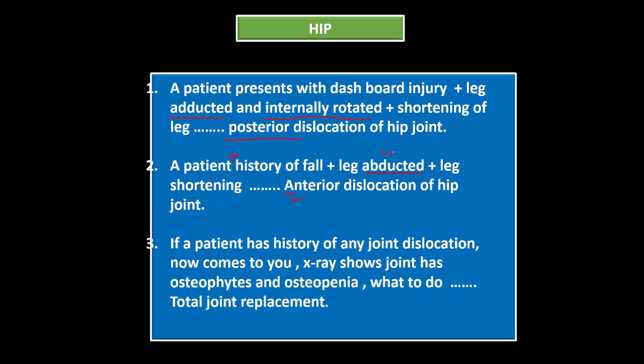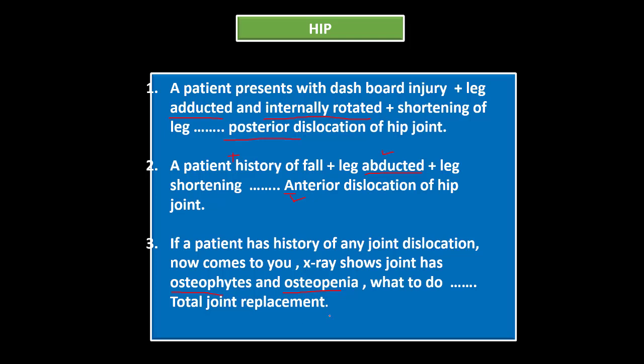And the most important scenario of the examiners, or of my teacher, was this: if a patient has a history of any joint dislocation, any type of joint, and now he comes to you and the x-ray shows that the joint has osteophytes, osteopenia, meaning there is a permanent deformity. What will you do? What is the best treatment? The best treatment is total joint replacement.